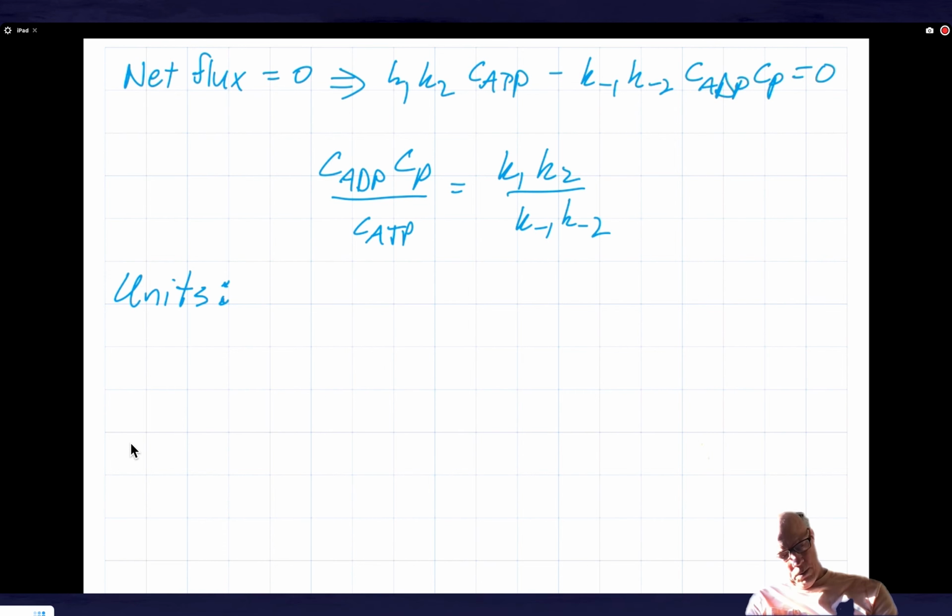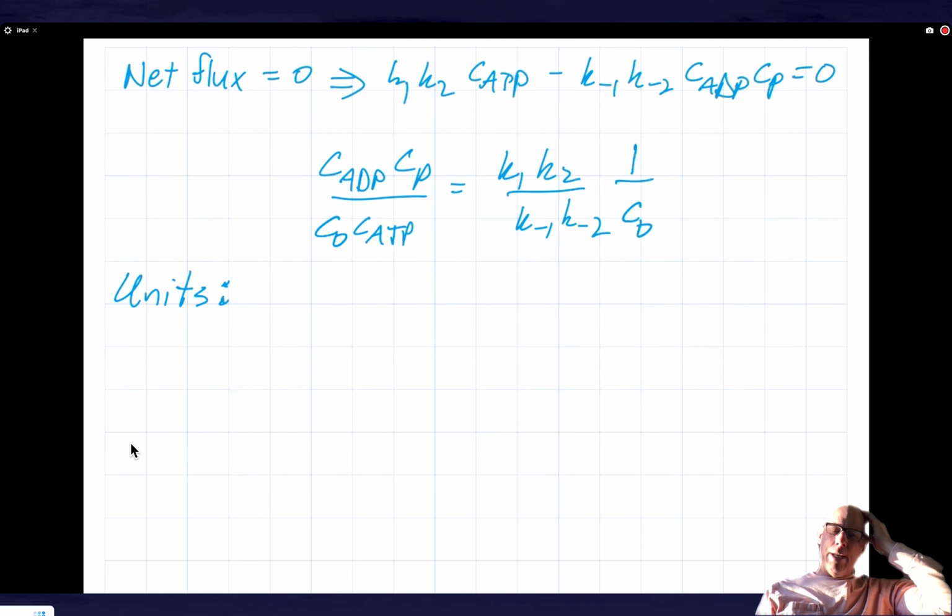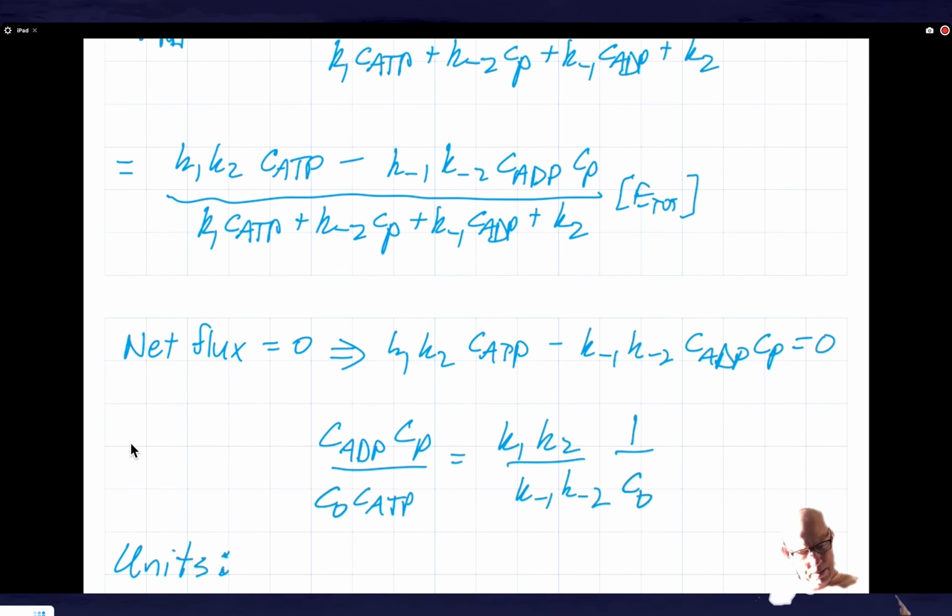I also am going to, in general, multiply both sides by 1 over C naught to render this thing dimensionless. C naught, you'll remember, is our standard state concentration that showed up in the context of our chemical potentials. I will talk about that in the next vignette when I talk about the energetics of this reaction. For the moment, what I'm doing is talking about the flux.